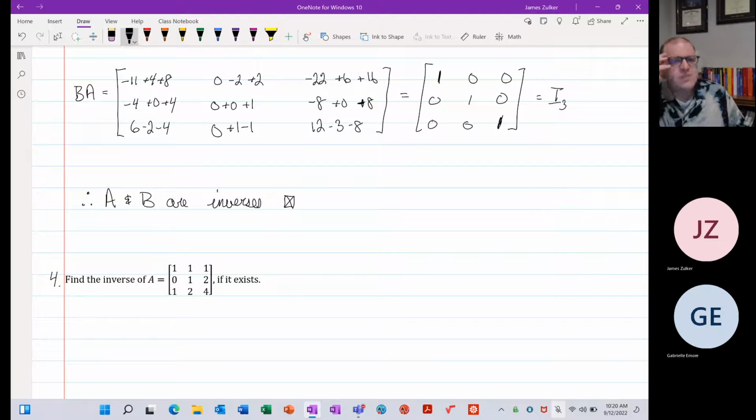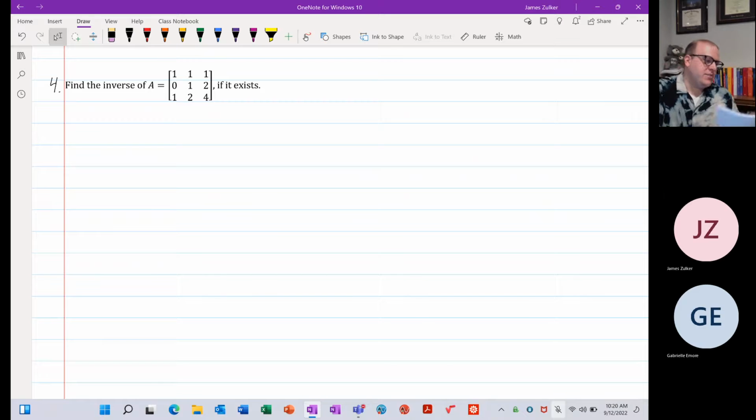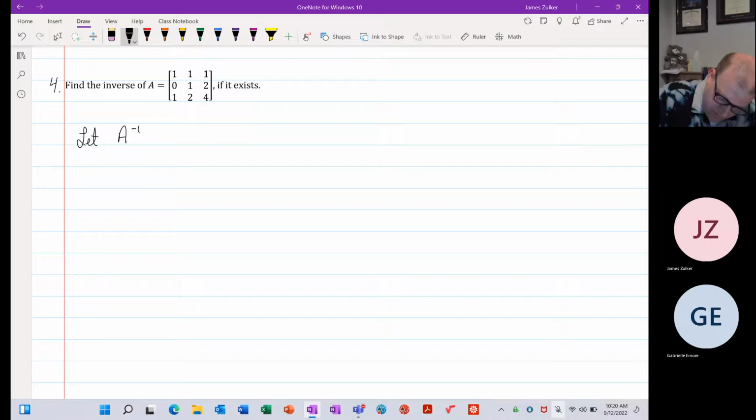All right, number 4, find the inverse if it exists. Remember, not every matrix has an inverse. The process of finding the inverse of a matrix is really tedious. I'm going to need more room than that. Let's move down here.